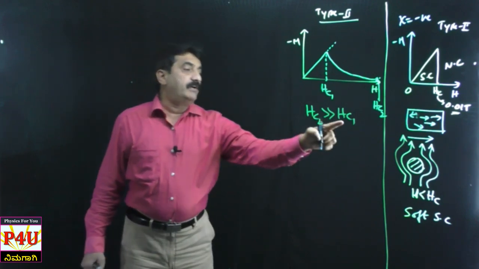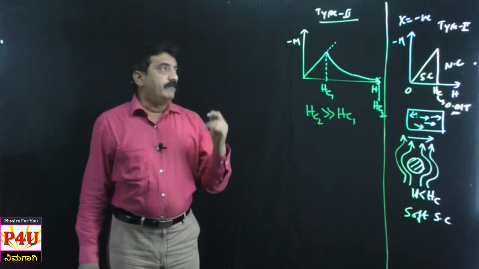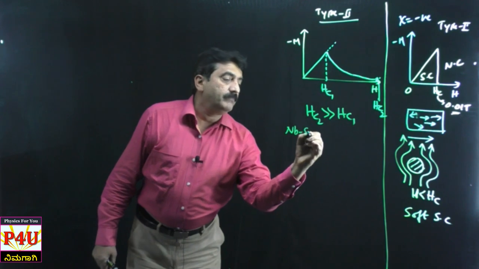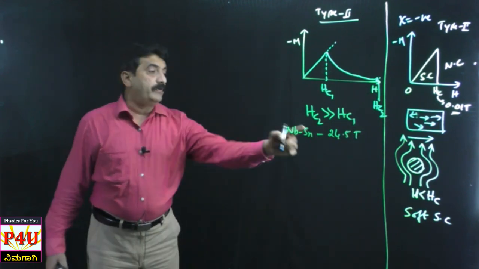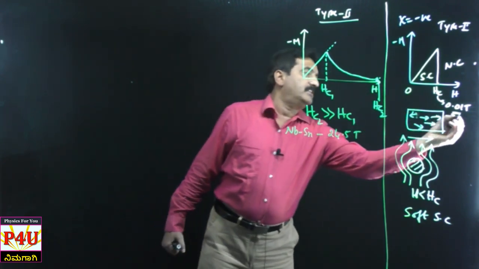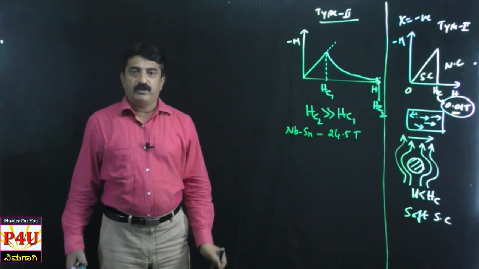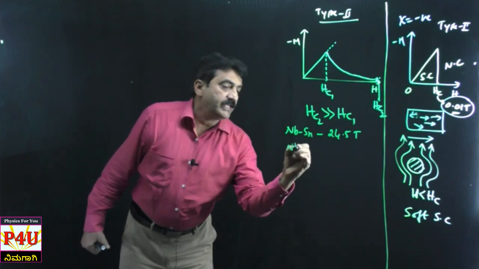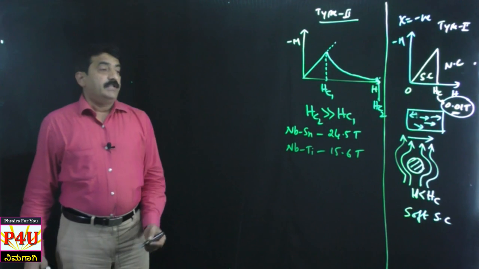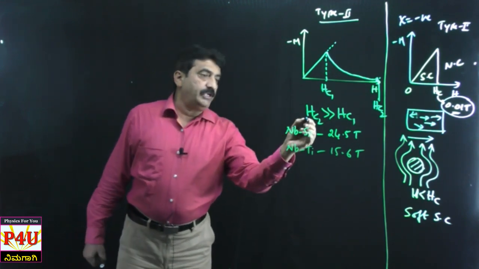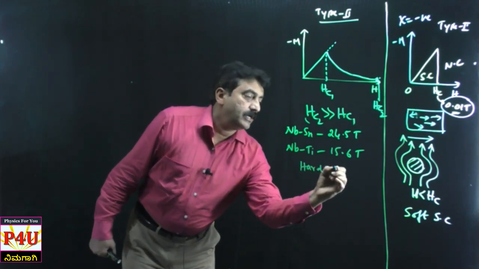HC1 is about 0.01 Tesla, like that. HC2 is very, very high. For example, we have niobium tin having an HC2 value around 24.5 tesla. Look at 24.5 tesla, whereas this one is 0.01 tesla. So compared to 0.01, this is more than 2000 times more. Similarly, in case of niobium and titanium, it is around 15.6 tesla. So in case of type 2 superconductors, the HC2 value is very high. Because the HC2 value is very high, we call them hard superconductors.